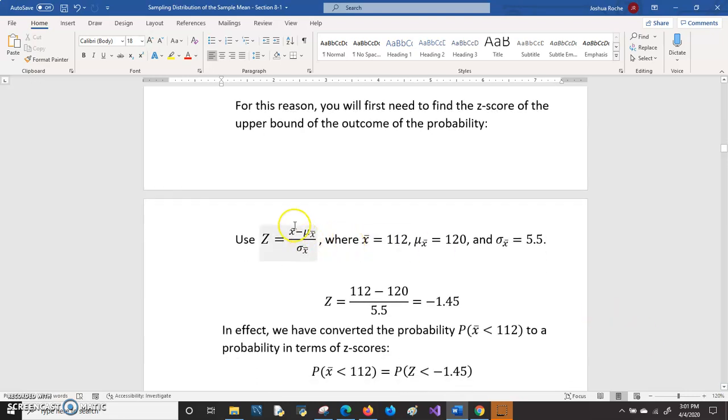Use the z-score formula. It looks a little different, but it's pretty much the same formula as what was in Chapter 7. The only difference is that now everything is in terms of x bar, in terms of the sample mean. So our sample mean is the upper boundary, 112. The mean of the sample means is 120, and the standard deviation of the sample means is 5.5. Plug those all in, and you'll get about negative 1.45.